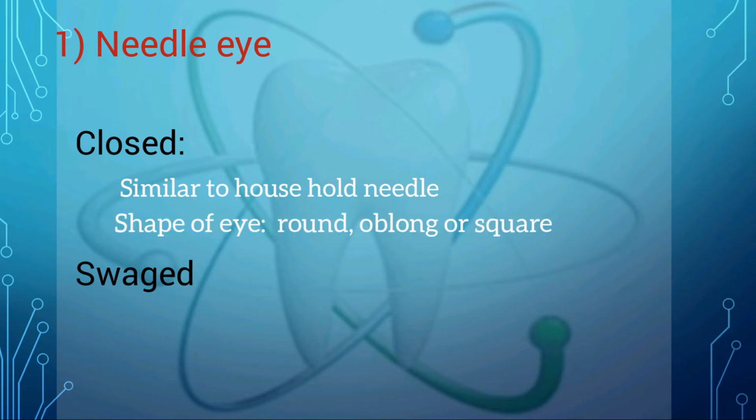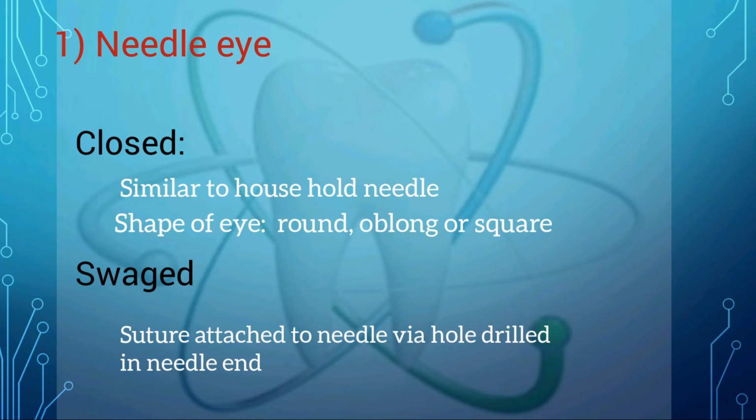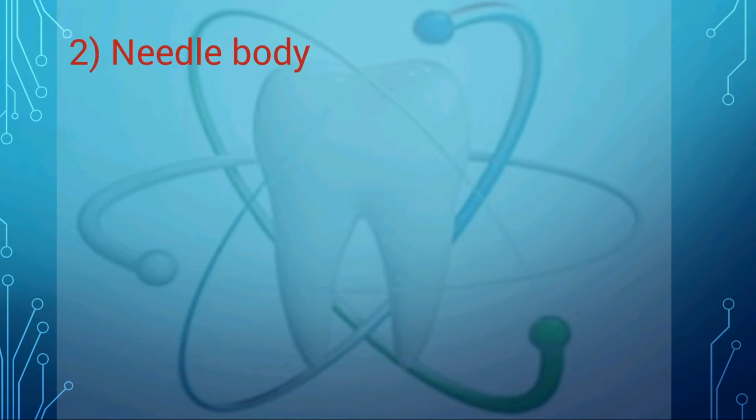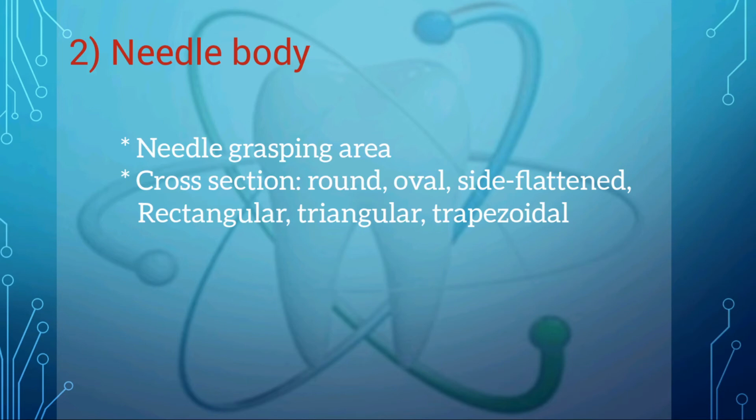When the suture is attached to the needle via a hole drilled through the end of the needle, the end is swaged during manufacture. It is called a swaged suture, and these are also called atraumatic needles. After the needle eye, next comes the needle body. The body or the shaft section is usually referred to as the needle grasping area. The cross-sectional configuration of the body may be round, oval, side flattened, rectangular, triangular or trapezoidal.